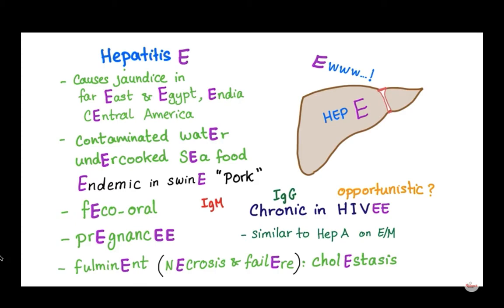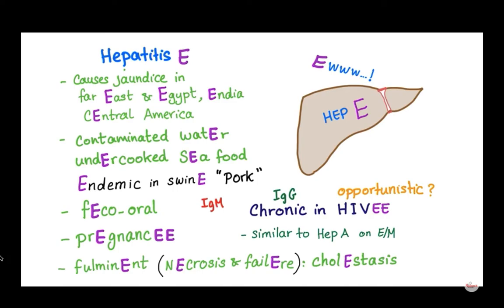Fecal-oral route of transmission. Sometimes it's common in pregnancy, and when it comes to pregnant women, it's fulminant. Fulminant means massive necrosis, which can lead to failure. Ew. There is marked cholestasis in hepatitis E. Mostly it's acute. In these countries, sometimes it's the most common cause of acute viral hepatitis. Wow. However, it also can be chronic, such as in patients with HIV or immunosuppression.